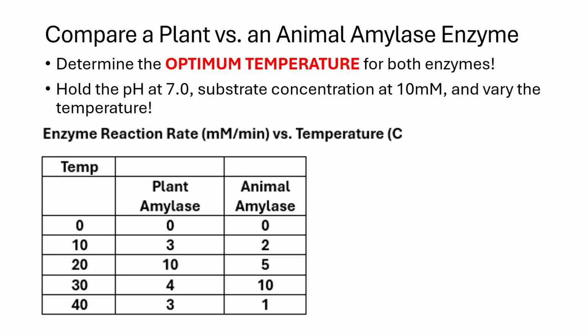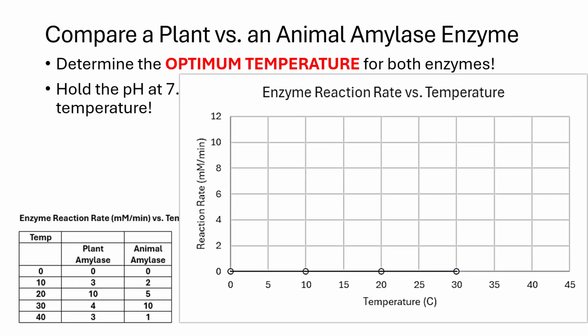Okay, what about the optimum temperature? Right, so let's have a look at the plant amylase. We have temperature down here, and then instead of amylase concentration, we're giving the reaction rate over here. So at 0, 0, the origin.